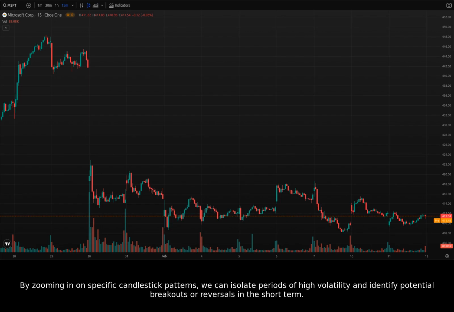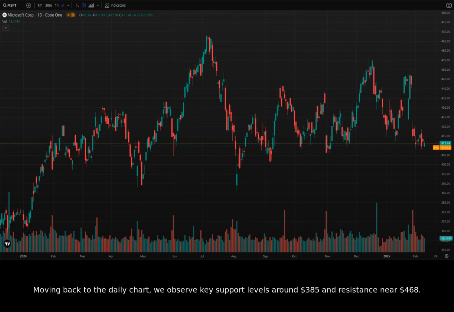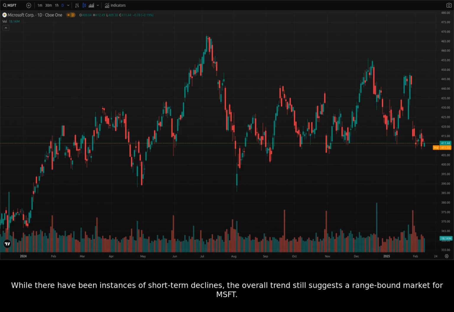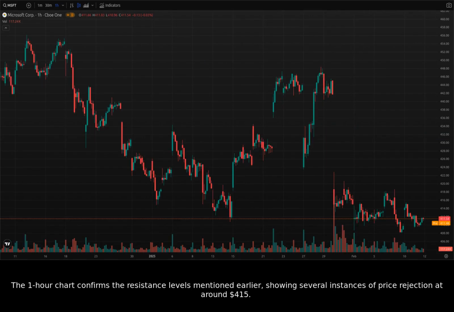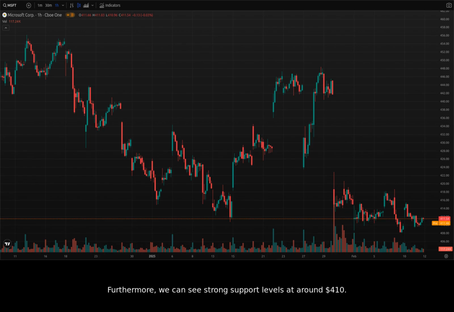in the short term. Moving back to the daily chart, we observe key support levels around $385 and resistance near $468. While there have been instances of short-term declines, the overall trend still suggests a range-bound market for Microsoft. The one-hour chart confirms the resistance levels mentioned earlier, showing several instances of price rejection at around $415. Furthermore, we can see strong support levels at around $410.